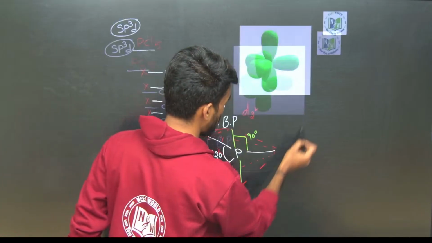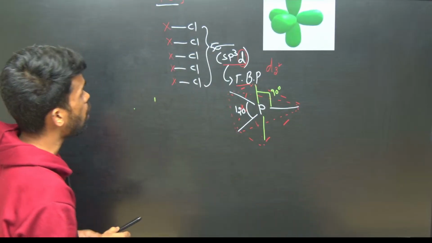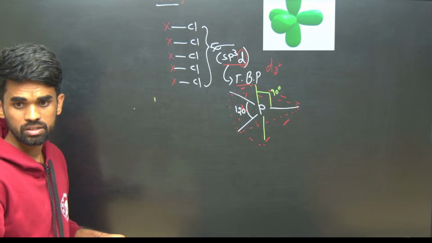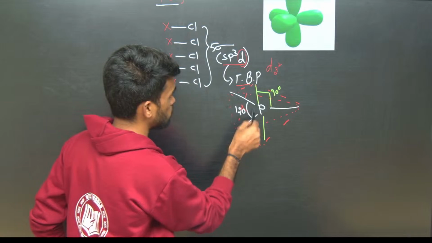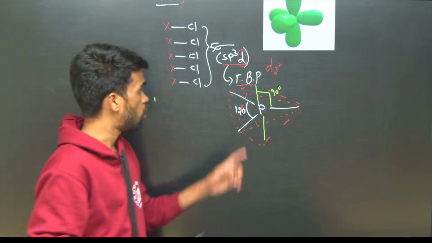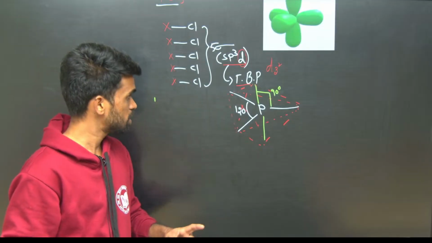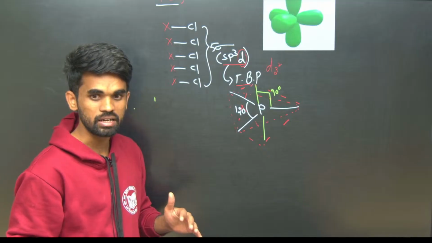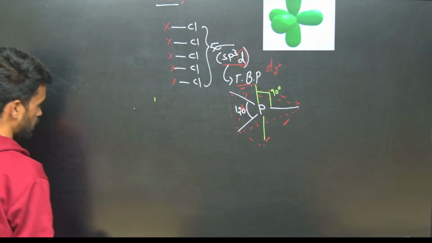How many types of angles are there? 2, 120 and 90. How many 120s are there? 3 120s. See, this is 1, 2, 3. This kind of questions also you can see. And how many 90s are there? 180 degree is also possible. See what I am asking here, how many 90s are there? That is the mistake students will make.